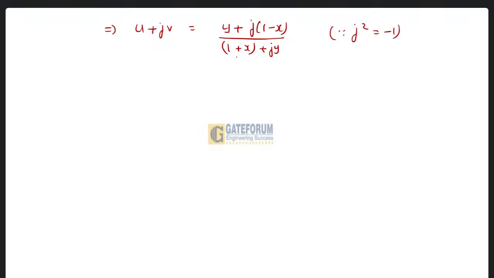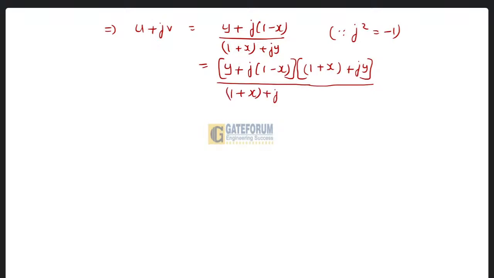Now, whenever the denominator contains a complex variable or complex number, conjugate the denominator. What is the denominator conjugate? 1 plus x minus jy. This should be multiplied for numerator and denominator. To write u plus jv in the standard form of a complex number, we have to take the conjugate of the denominator. So y plus j times 1 minus x, whole divided by 1 plus x plus jy, multiplied by 1 plus x minus jy. Now this denominator looks like a plus b into a minus b, a square minus b square, and j square value is minus 1. Similarly, multiply the numerator, two brackets, two terms into two terms, totally 4 terms you will be getting.